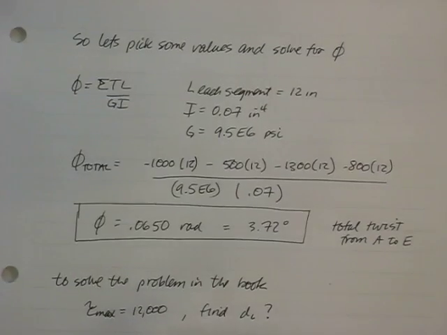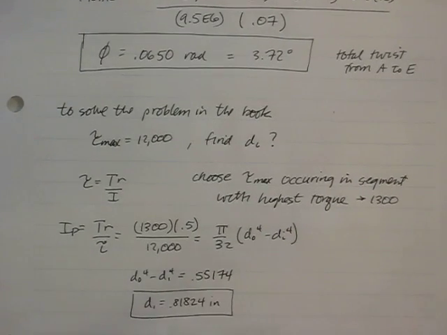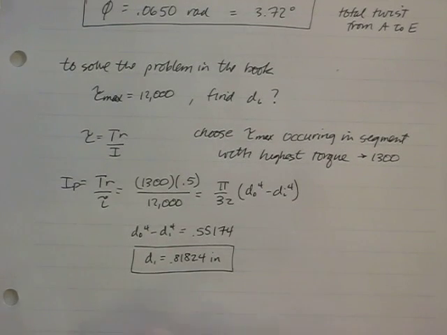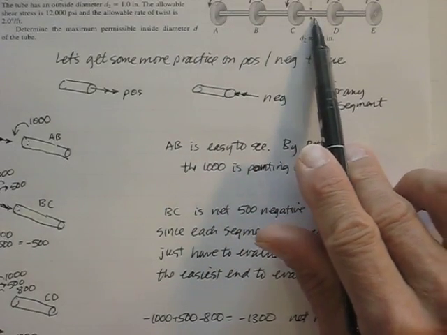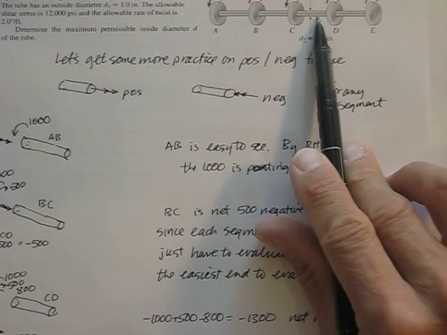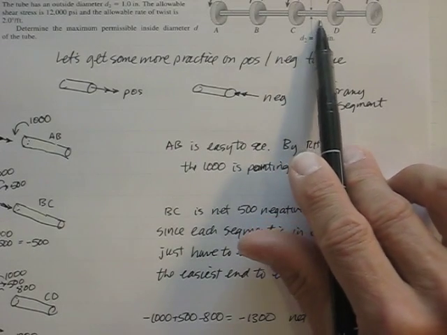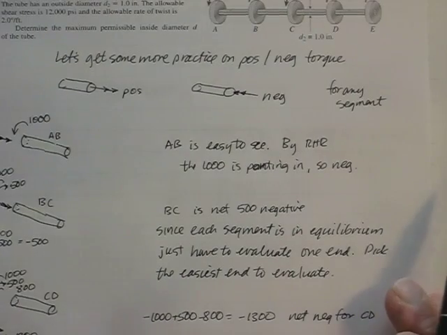All right, and then the problem that was in the book is where is the tau max? Well, tau max occurs someplace in that bar, and we don't really know where, but we do know that it has to occur where the maximum torque is. So if we go back to which segment had the most torque, well, it was in this segment right here. In that segment, we had negative 1,300. So that meant that that's where the maximum stress will occur. So let's just find out what that stress is.